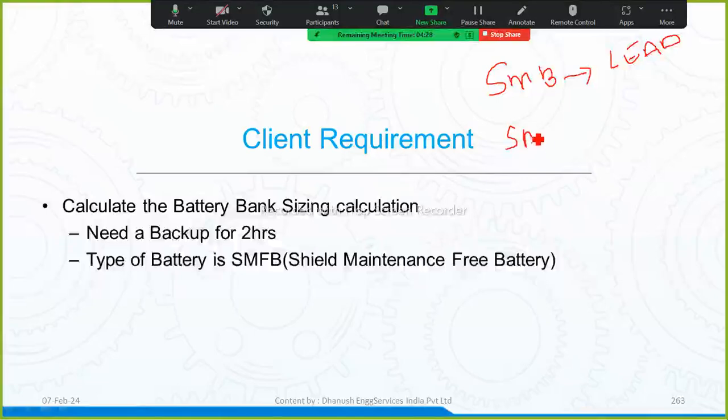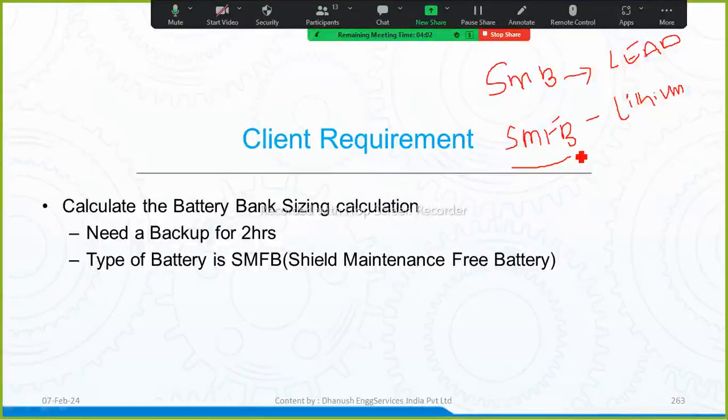Then there is another kind of battery called SMFB, sealed maintenance free battery, which is also a lead acid battery, and another is the lithium battery, which works only on charging and discharging. We don't need to do any maintenance because it's a maintenance free battery. So there are two types of battery, SMB and SMFB: sealed maintenance battery and sealed maintenance free battery, or lead acid battery or lithium battery.